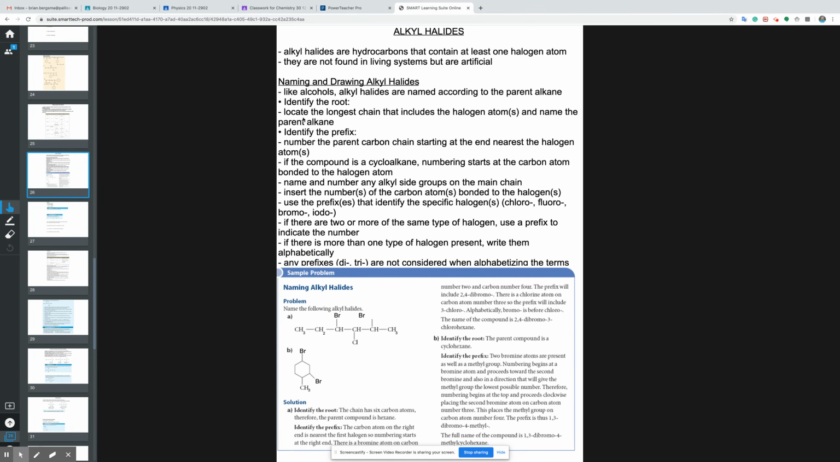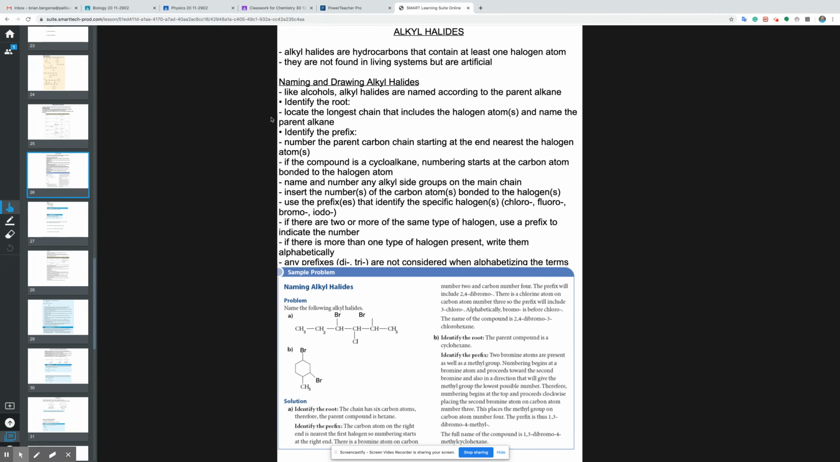Identify the root, so the longest chain that includes the halogen atom, similar to alkenes. Identify the prefix: what is the number nearest to the halogen atom? If the compound is a cycloalkane, numbering starts at the carbon atom with the halogen atom. If there's only one, then you don't even need a number. Name and number any alkyl groups on the main chain. Insert the number of the carbon atoms bonded to the halogens.